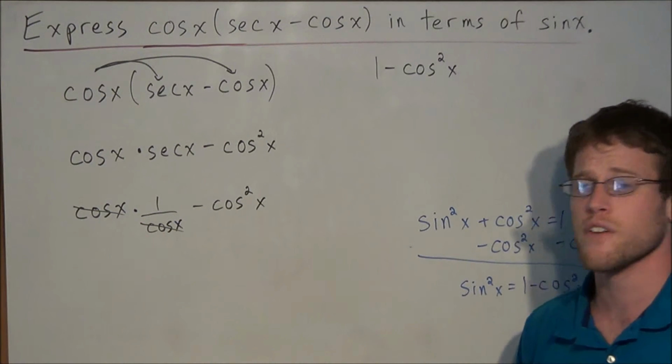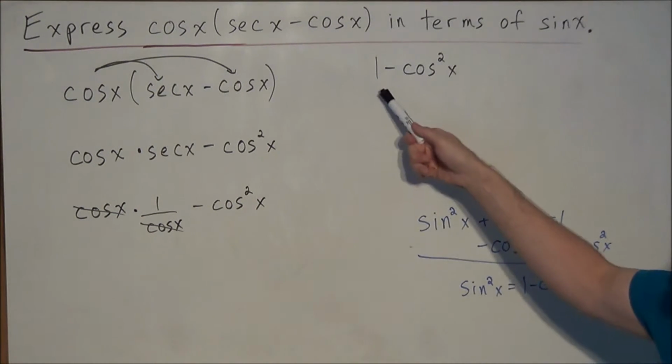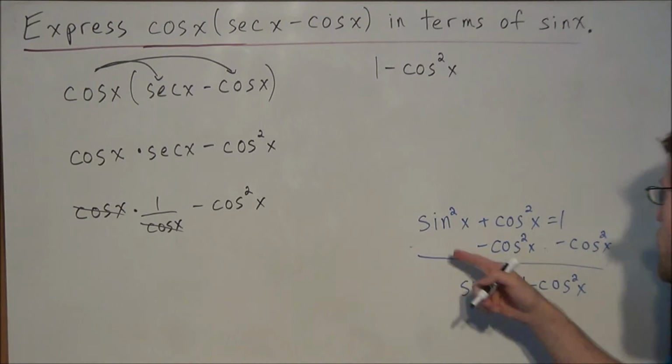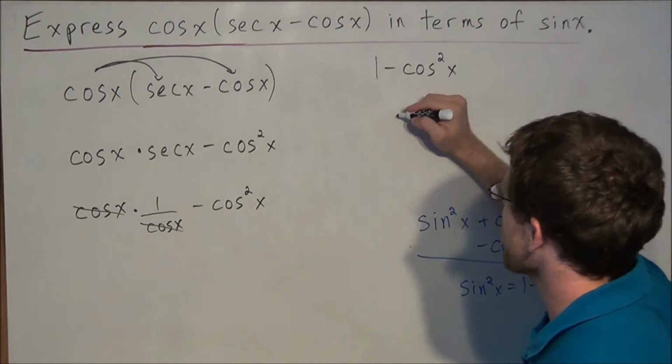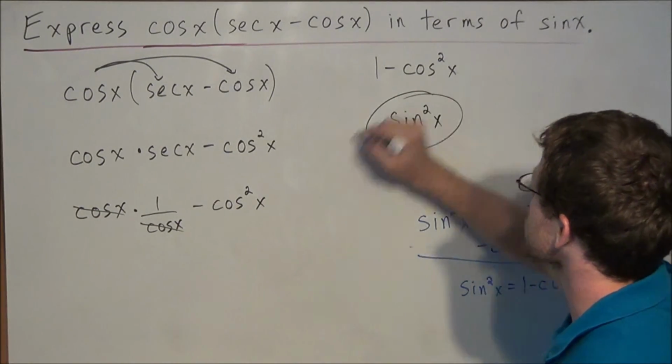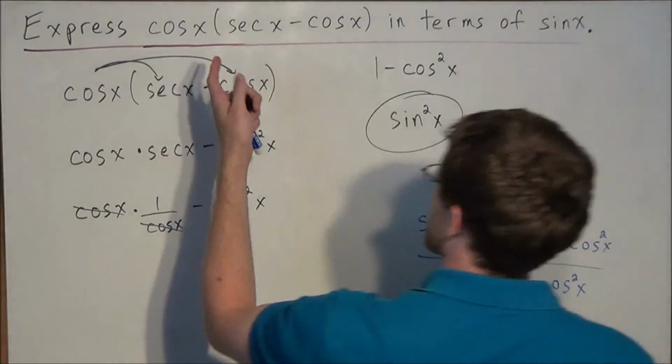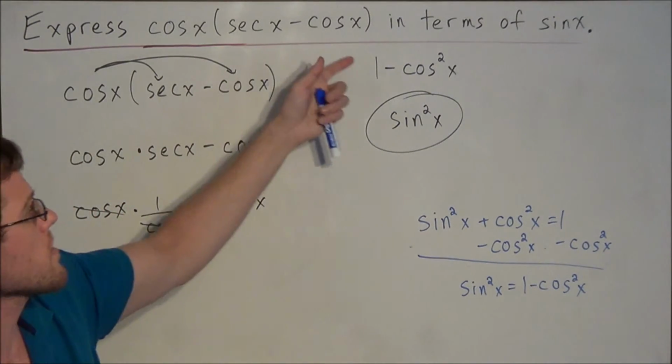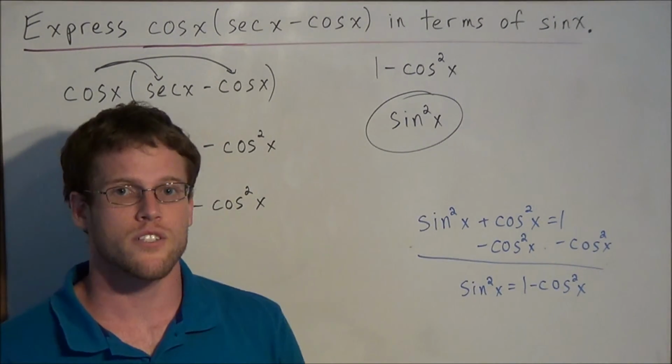So this tells us to finish this problem, we could replace 1 minus cosine squared x with sine squared x. So our final answer is going to be sine squared x. We have the expression cosine x times secant x minus cosine x is equal to sine squared x.